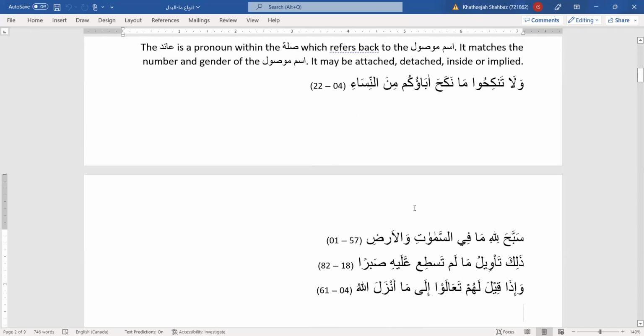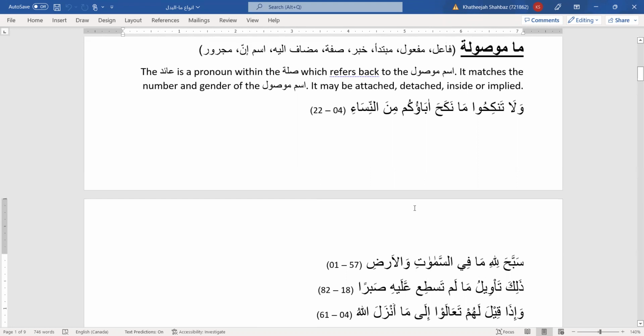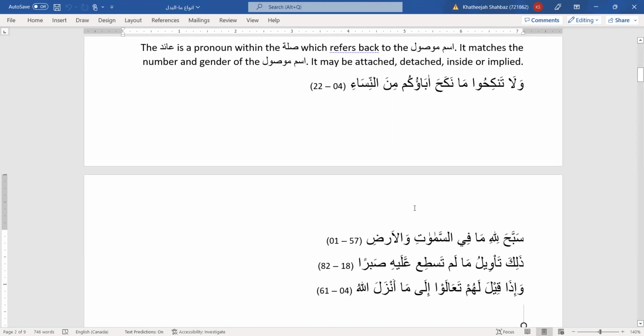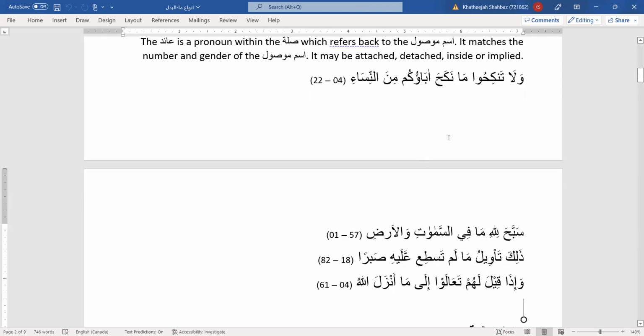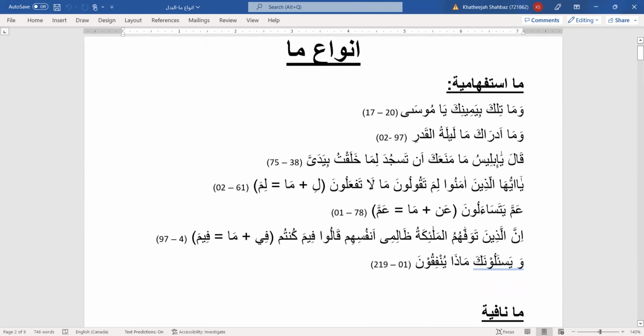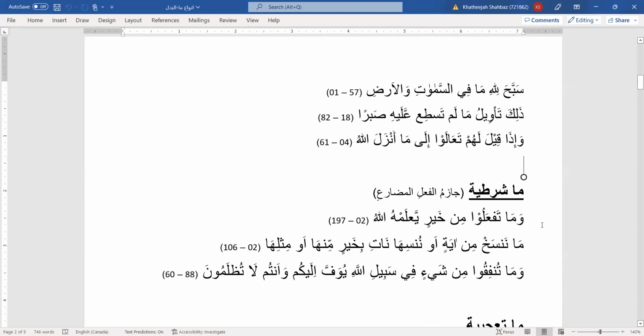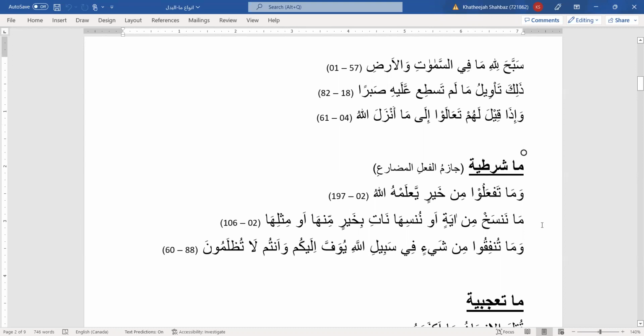Ma mawsula again comes with a sila, and ma mawsula with its sila plays a role in a sentence, and it can have any of the roles as written here. Many times the ma is visible, but sometimes it's not. It could be inside a verb, or it could be just implied. When it is implied, it is mahzuf, you cannot see it. So this is ma mawsula. We learned about ma istifhamiya, ma nafiya, and ma mawsula. Our time is up. Inshallah, tomorrow we will learn about the other types of ma. We will stop here.